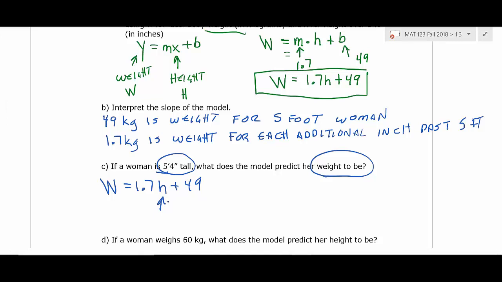4, exactly. Okay, because this is already the 5 foot. If you're 5 foot, that's how much you weigh. So you're going to plug a 4 in there, and then you'll get that ideal weight. So you have to understand the meaning of that then.